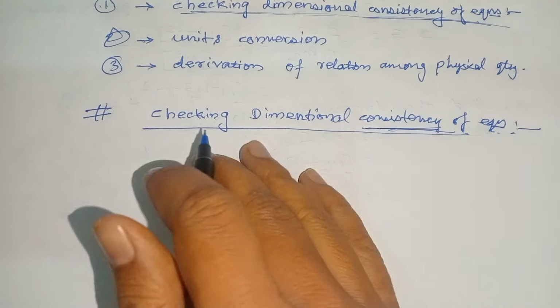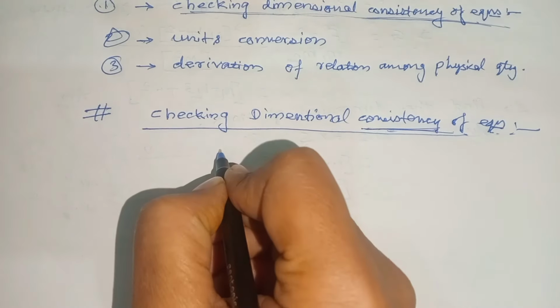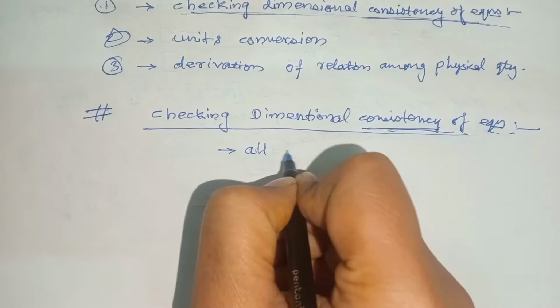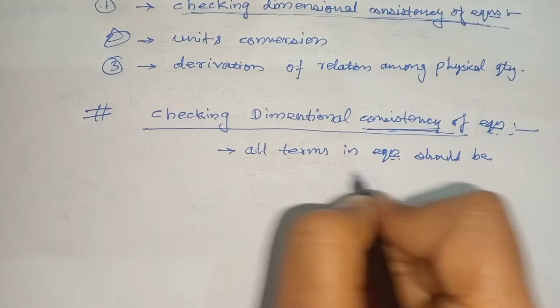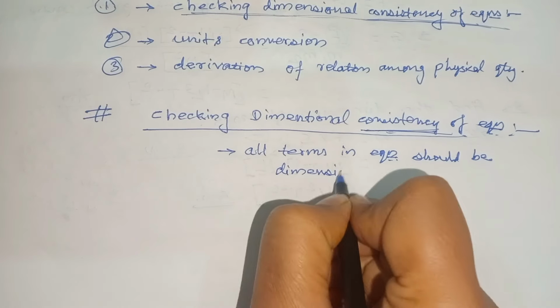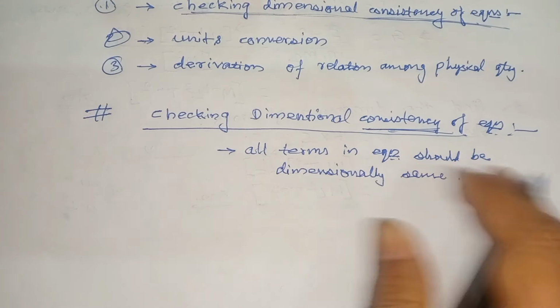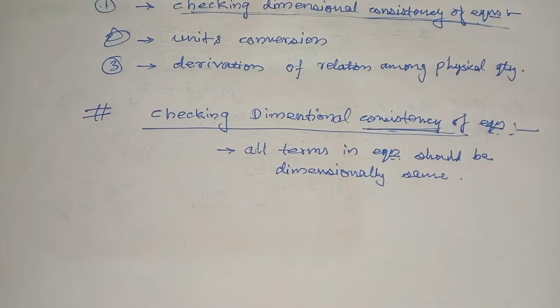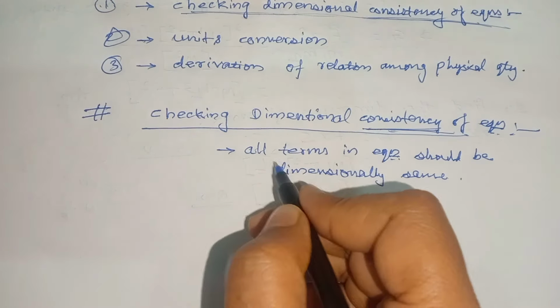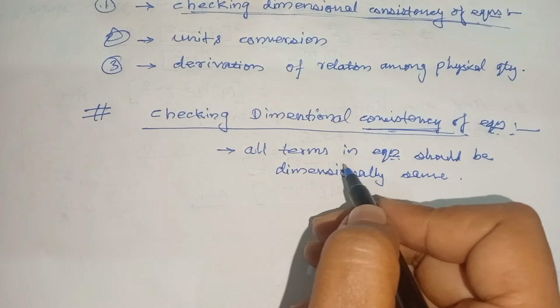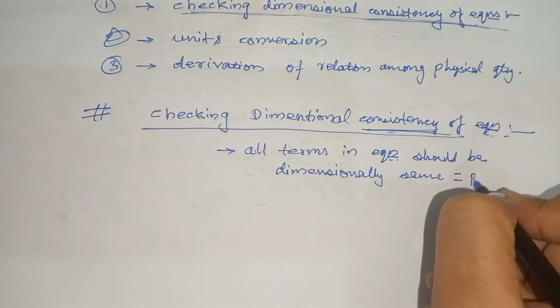So dimensional consistency means we can write in this way: all the terms in the equation should be dimensionally the same. The main thing is this. All the terms in the equation, either on the left side or on the right side of the sign of equality, either in the LHS or RHS, will have the same dimension. This is rule number 1, the first application, and this is also called the principle of homogeneity.